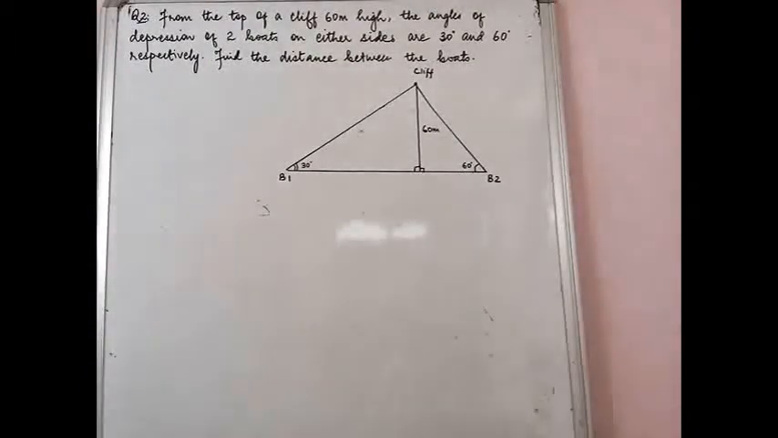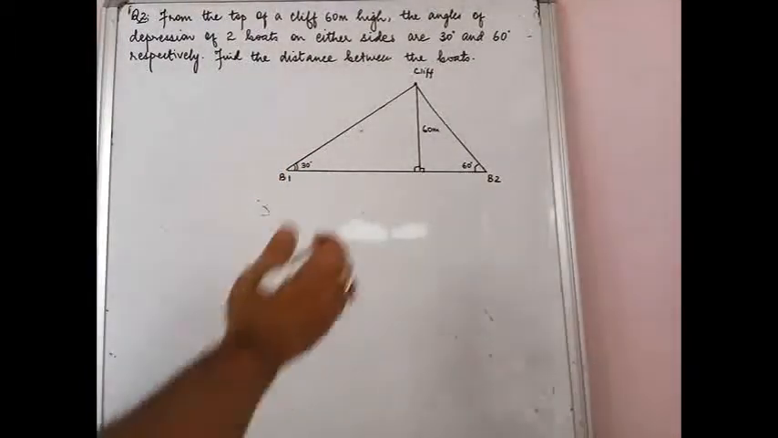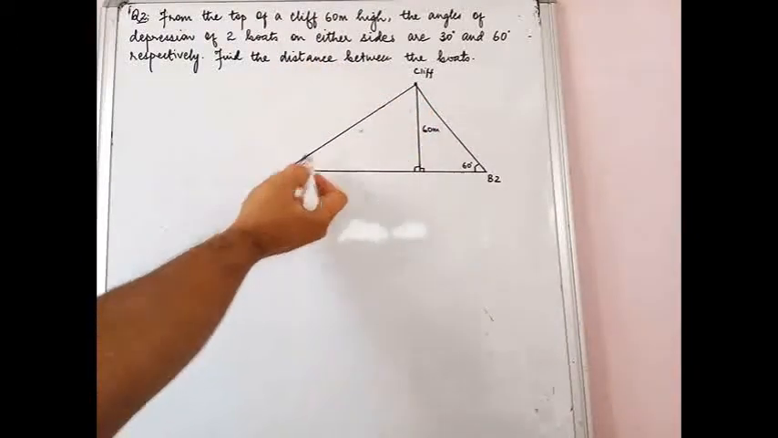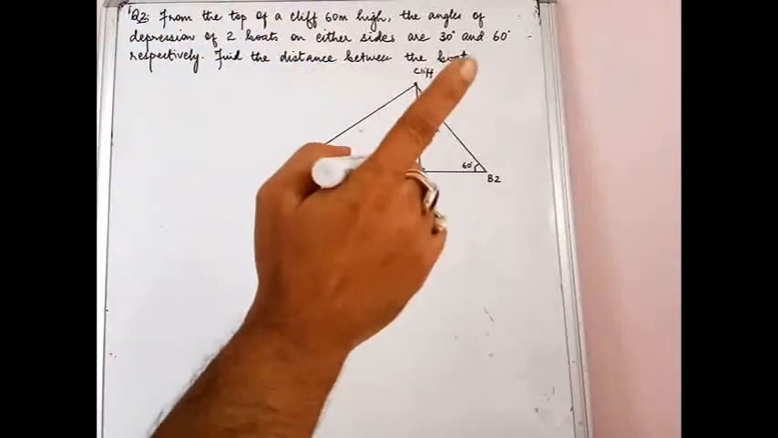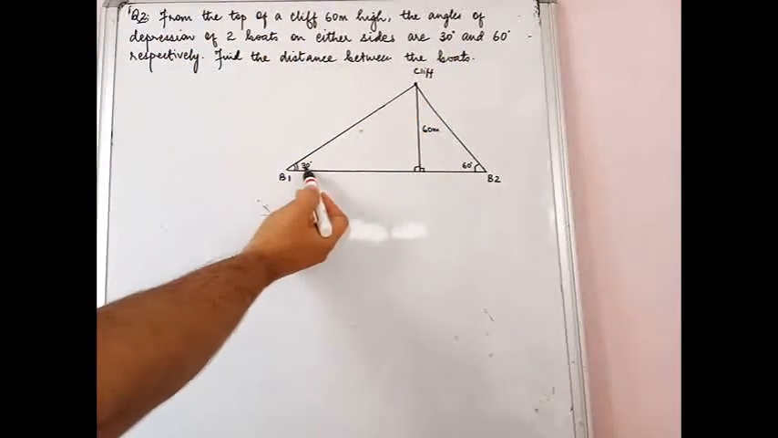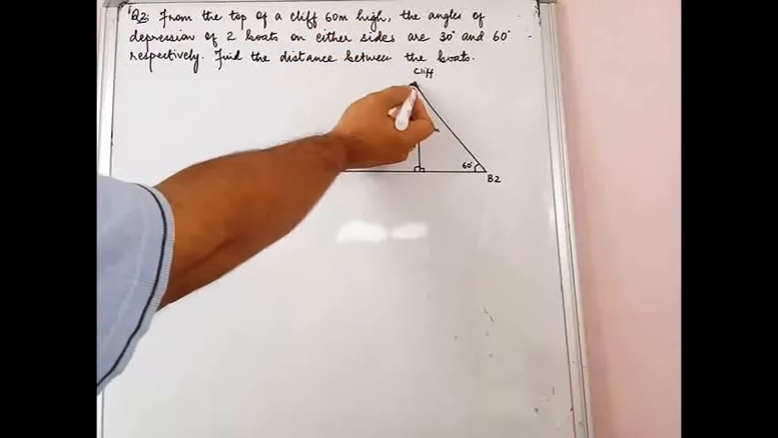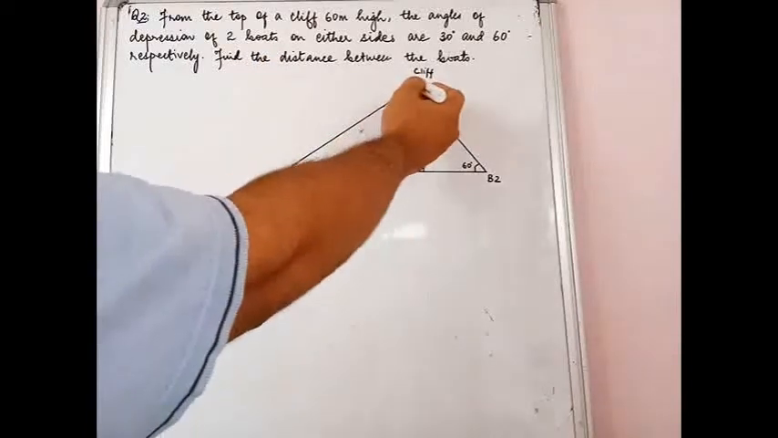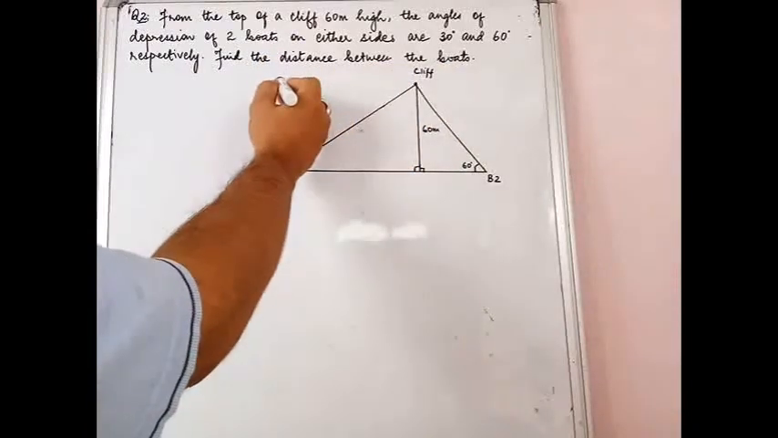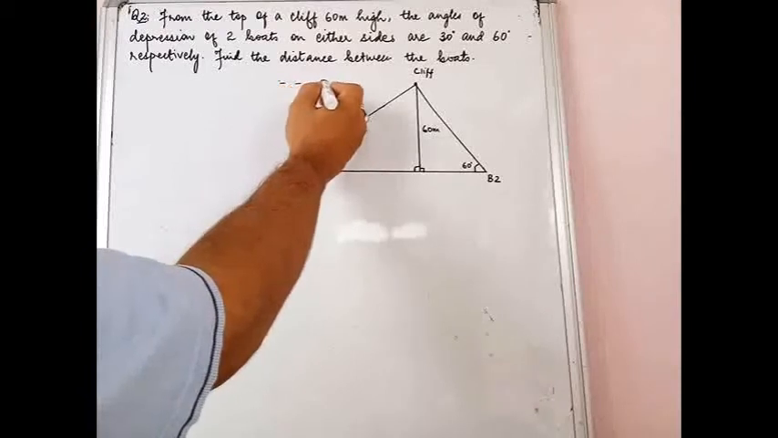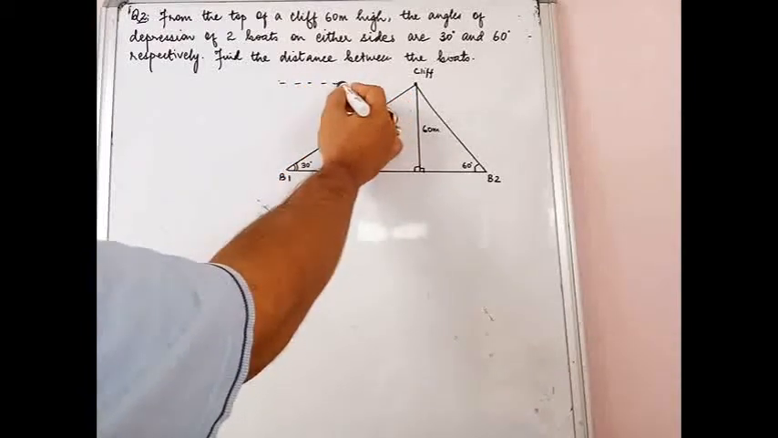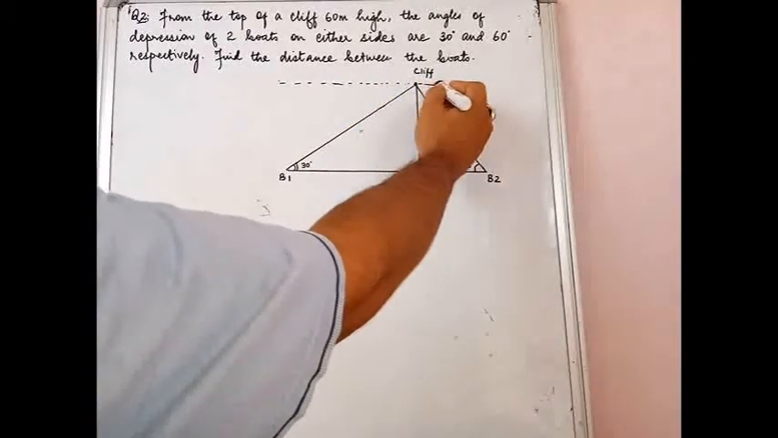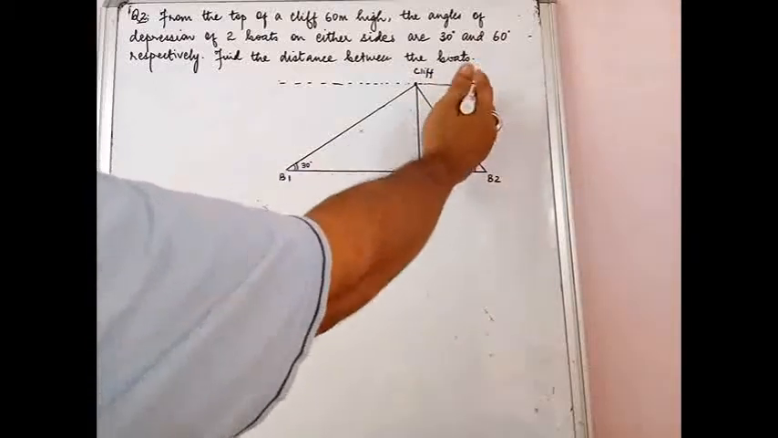Okay, so now if you look at the completed diagram, this is the person standing on the cliff. He is looking at boat B1, looking down. Okay, so where is the angle of depression? This is obviously not the angle of depression. Whenever a person is looking downwards, the angle of depression is formed with respect to the horizontal line of sight. So let me quickly draw the horizontal line of sight. Okay, so the horizontal line of sight is going to be drawn like this.